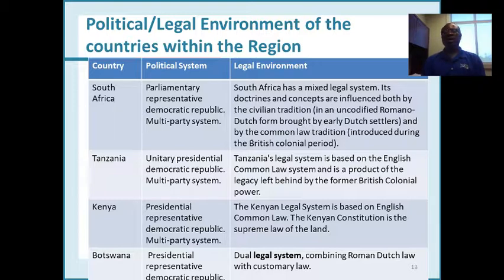South Africa has a mixed legal system. Its doctrines and concepts are influenced both by the civilian tradition in an uncodified Roman-Dutch form brought by the early Dutch settlers and by the common law tradition introduced during the British colonial period, and that is the same case with Botswana. Tanzania and Kenya, on the other hand, have the English legal system, similar to what we have in the US here, because they were former British colonies.